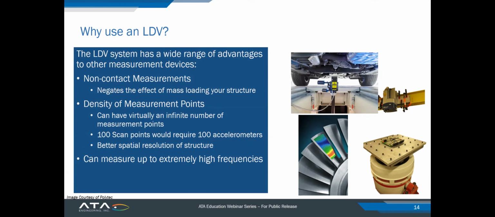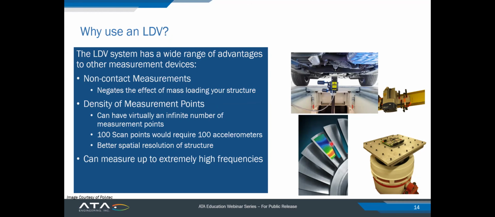The other pro of using a laser vibrometer system is that it has a higher density of measurement points. It can virtually have an infinite number of measurement points. It depends on how long you want your test to take. Let's look at this turbine blade right here. Each of the points where those lines are intersecting is a scan point. If we wanted to characterize all of those different points utilizing a standard method, let's say that's 100 points, we would need 100 accelerometers.